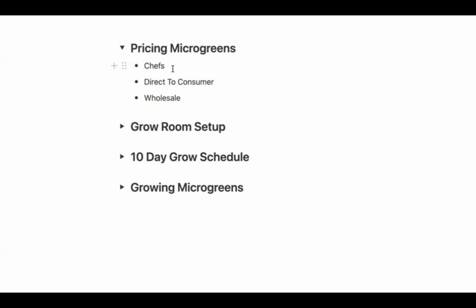But in general, for chefs, we have our basic micros, which is like red acre cabbage, spicy salad mix, pea shoots, tendril peas, some of our mixed radish trio, all the radishes. And we have a 4-ounce price and an 8-ounce price. And then we have a specialty category, and it's a 4-ounce container, the same container we use for 4 ounces of the basics, but it's by volume.